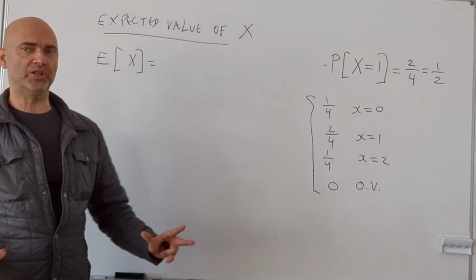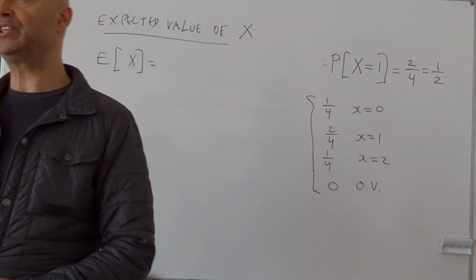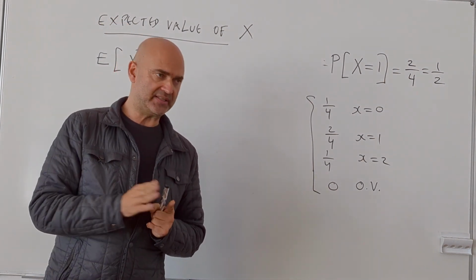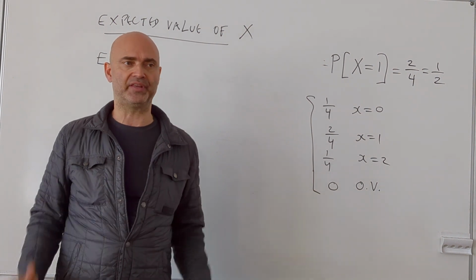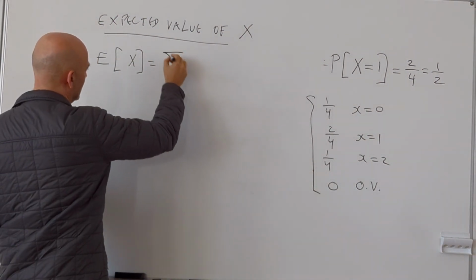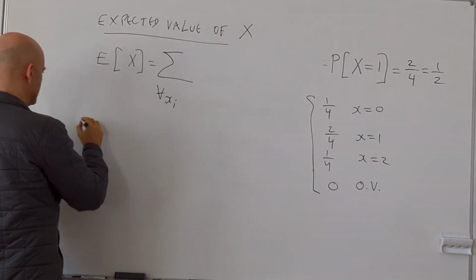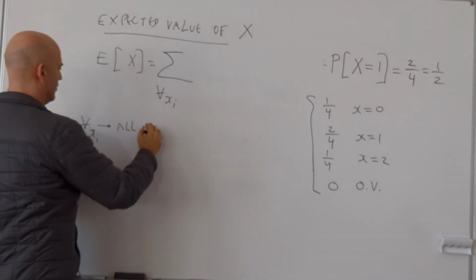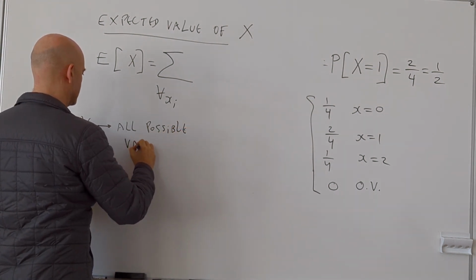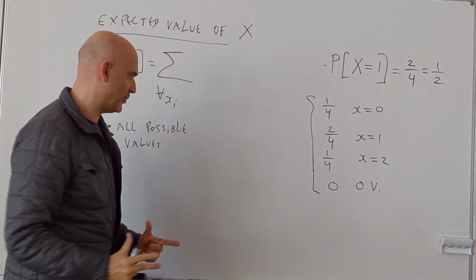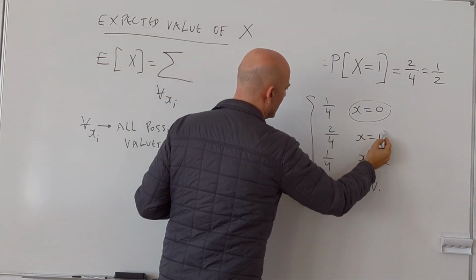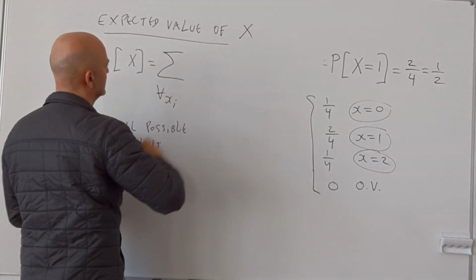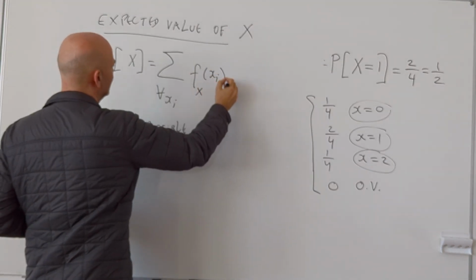And what is the expected value? It's very simple. We multiply each possible value by the probability of the value. And we sum everything. So we do here a sum. And now I use this notation. What is the meaning? The meaning is all possible values. So in our first example, the possible values are 0, 1, and 2. Okay? And we do a sum using the products between the probability of the value times the value.